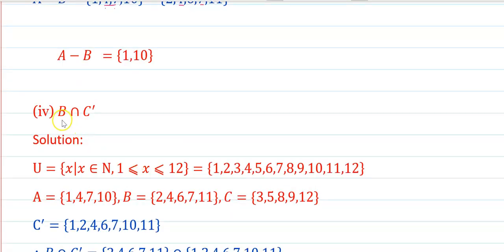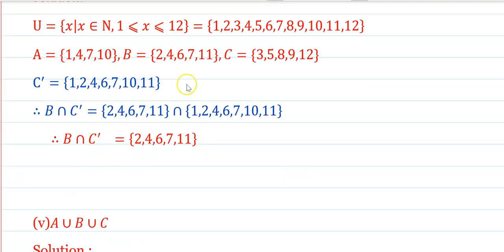Next, B intersection C complement. First of all C: 3, 5, 8, 9, 12. मग C complement घेणार आपण, which is the 1, 2, 4, 6, 7, 10 and the 11. Next is the B intersection C complement. Okay ते B आलेलं आहे आपल्याला इथे and intersection C complement. पुन्हा या दोघांना आपण कॉमन घेणार, which are the 2, 4, 6, 7 and the 11. This is the B intersection C complement.